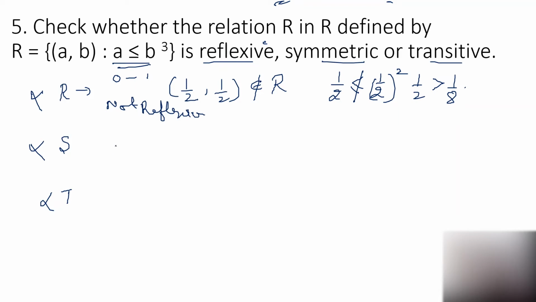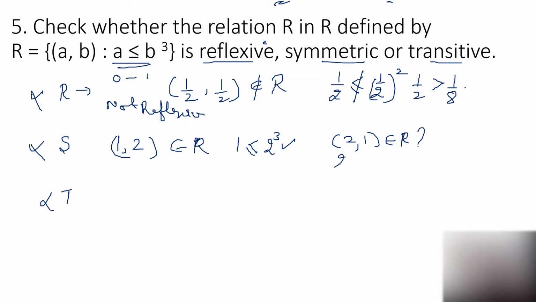Next, is it symmetric? Let us consider 1 and 2. Let's check, does it belong to R? 1 is less than or equal to 2 cube. Absolutely correct. But does 2, 1 belong to R? Let's check: is 2 less than or equal to 1 cube? No, 2 is greater than 1 cube. So this does not belong to R. Therefore, this is not symmetric.